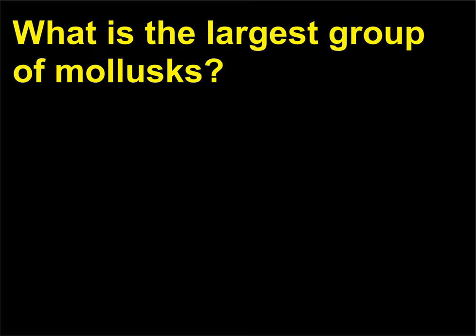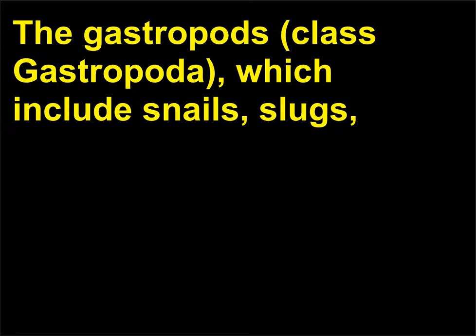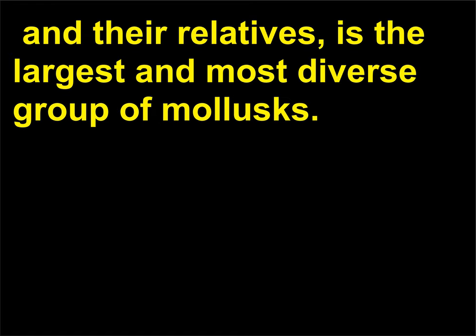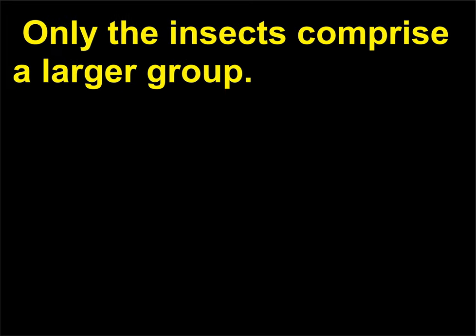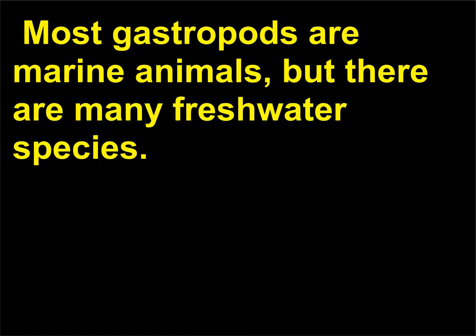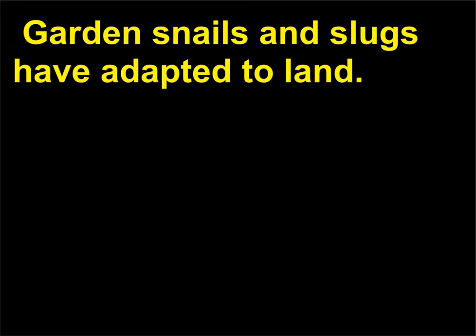What is the largest group of mollusks? The gastropods, class Gastropoda, which includes snails, slugs, and their relatives, is the largest and most diverse group of mollusks. It includes more than 40,000 different species and comprises the second largest group of related animals. Only the insects comprise a larger group. Most gastropods are marine animals, but there are many freshwater species. Garden snails and slugs have adapted to land.